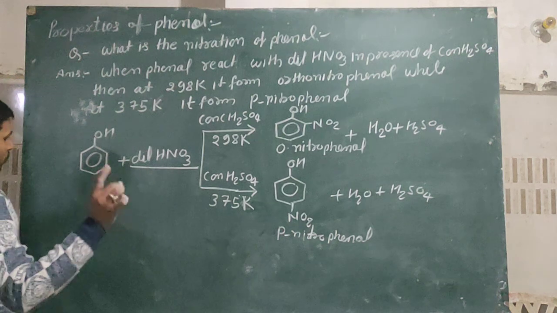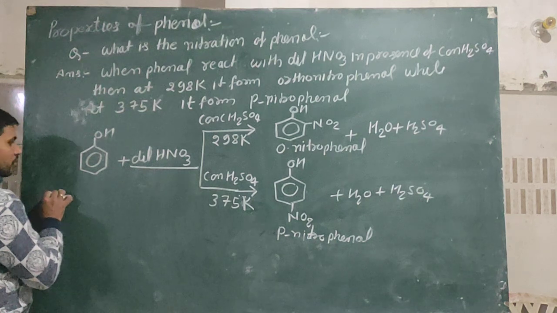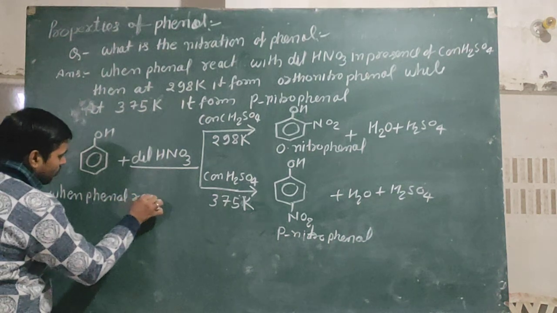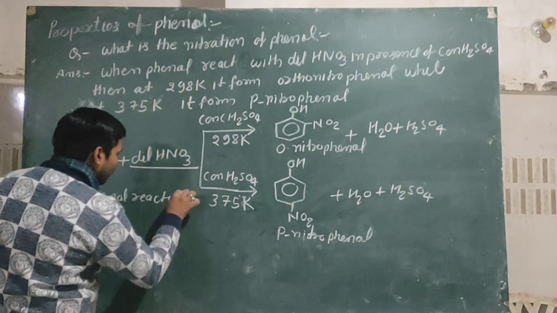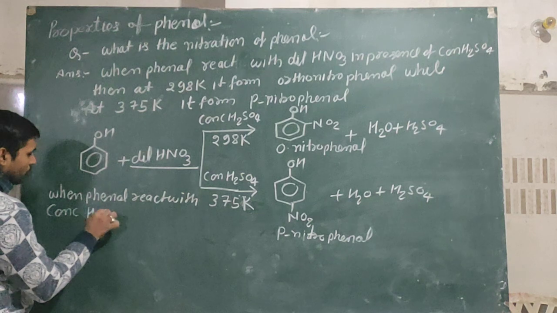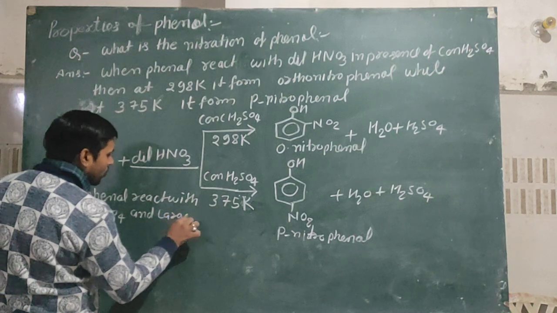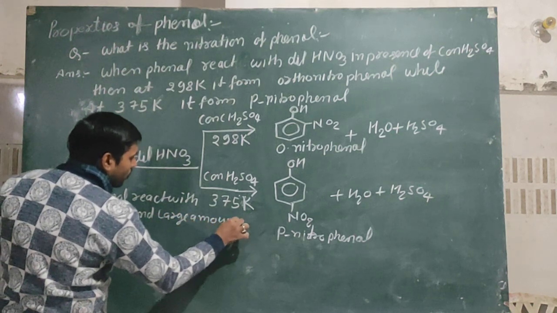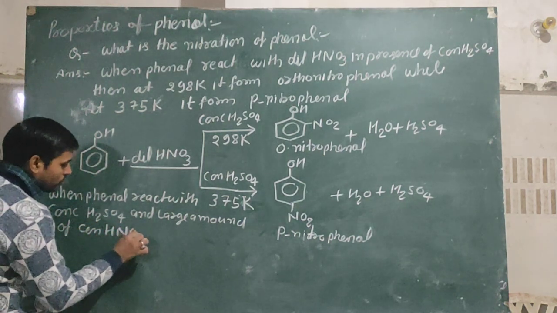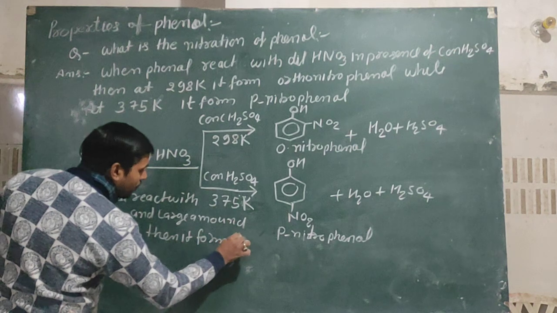Okay, one property of phenol, in this reaction also possible, that when phenol reacts with conc H2SO4 and a large amount of conc HNO3, then it forms picric acid.